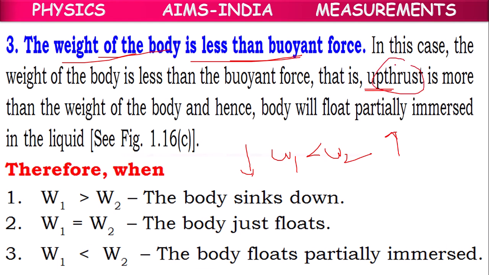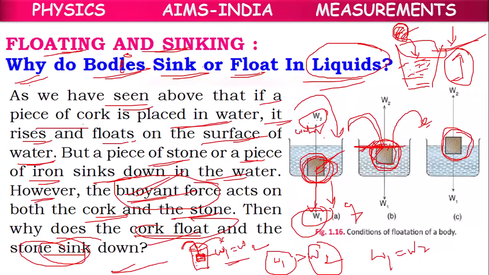So upward force, upthrust, is more than the weight of the body. Hence, the body will float partially immersed in the liquid. Partially immersed means only some amount of the body will go into the water, and the remaining amount will float above the surface of the water. In what condition? If W1 is less than W2.